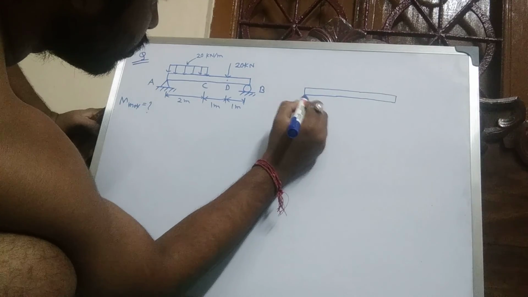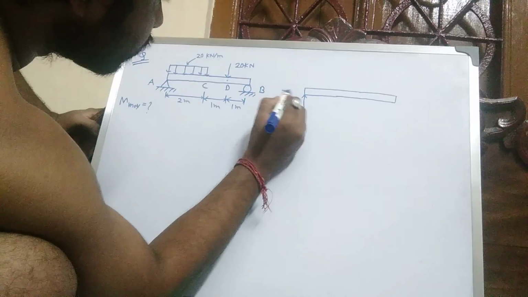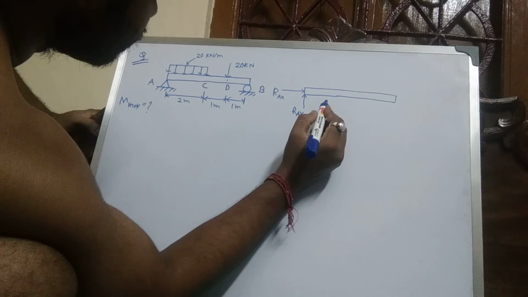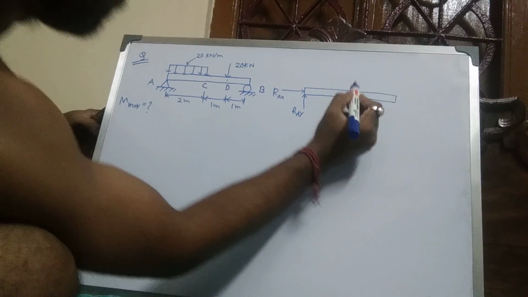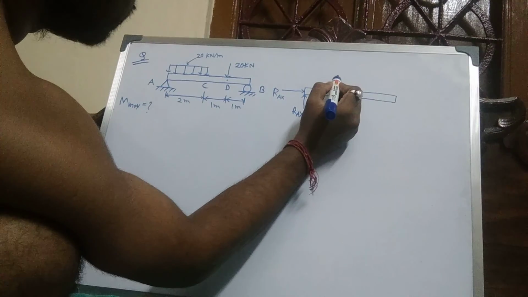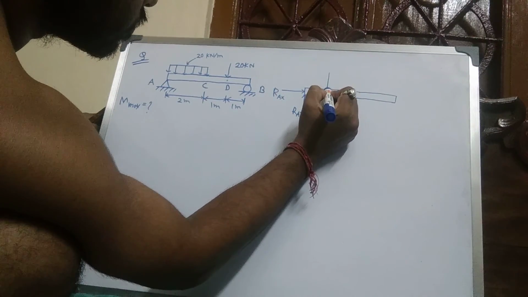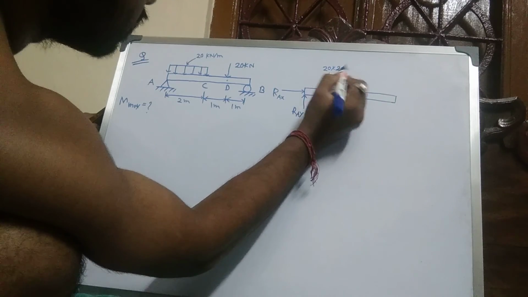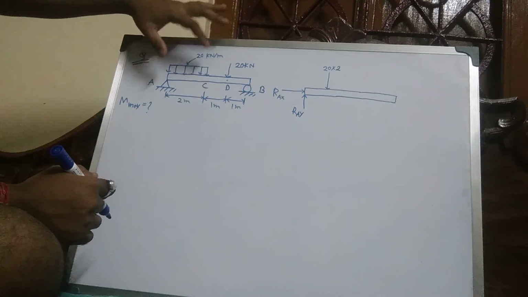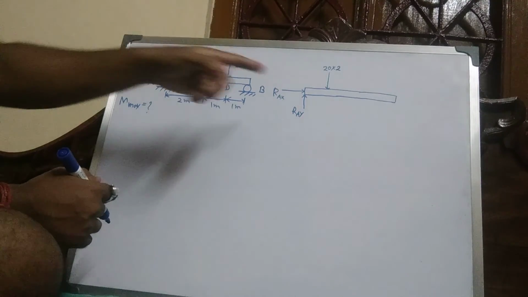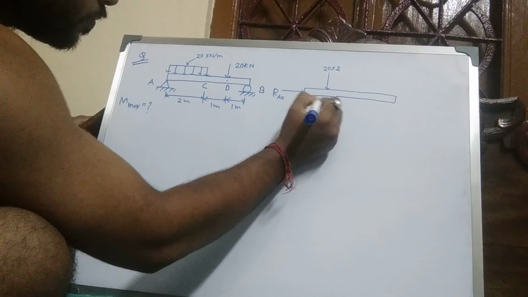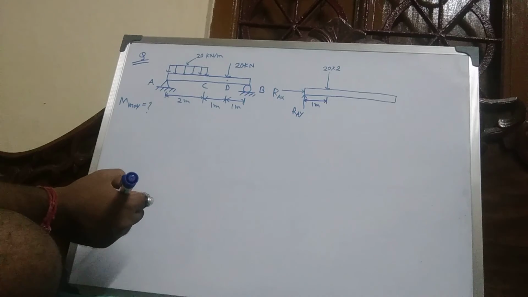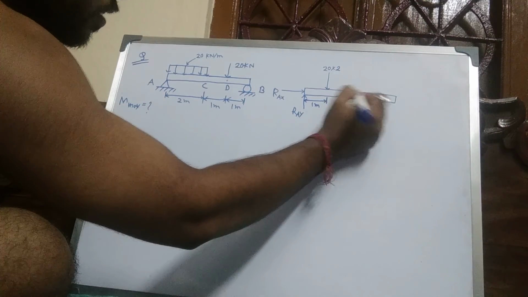Here at the hinge joint RA there are two reaction forces, RAX and RAY, and here 20 into 2, the load into the total distance, acting 1 meter from A. This is the centroid of the UDL, and there is 1 meter.